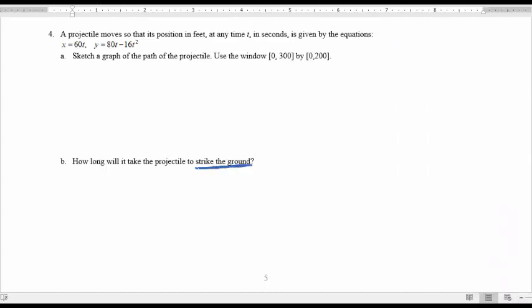What that means is, when is it on the ground? It's on the ground when y equals 0. So what we could do without the calculator, I mean, we'll use the calculator afterwards, but what we would do without the calculator is we'd say, all right, well, y equals 0. So replace y with 0, and we get this.